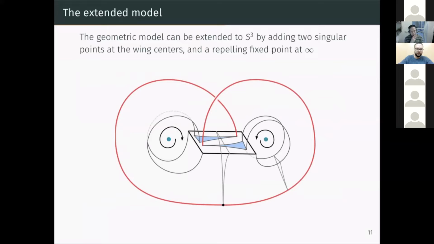Now this part is joint with Christian Bonatti, and we want to start with a classical geometric model, and we want to extend it in a certain way to show this relation with the modular surface that appears in Ghys's theorem. So we take the regular geometric model and we add.